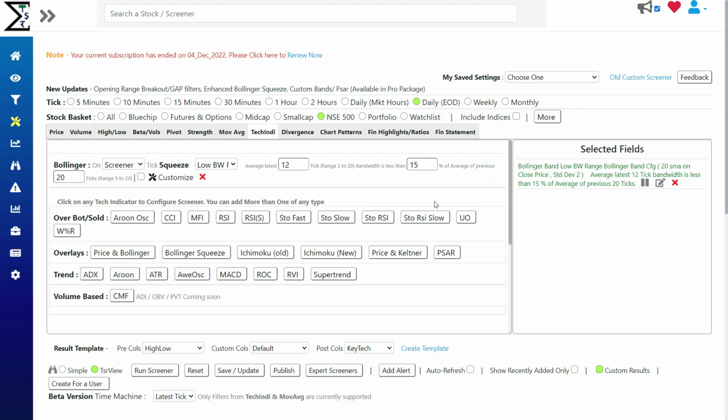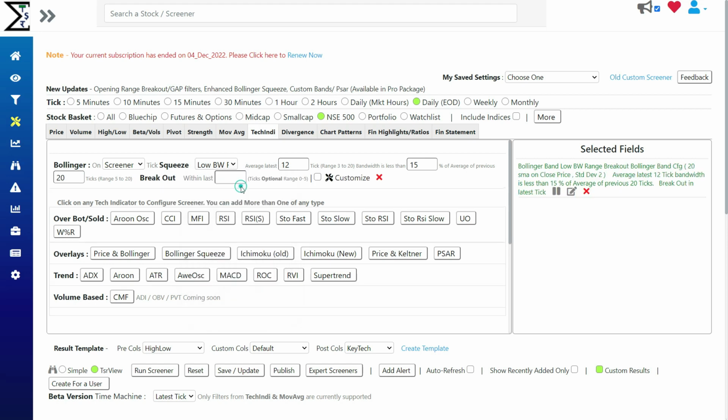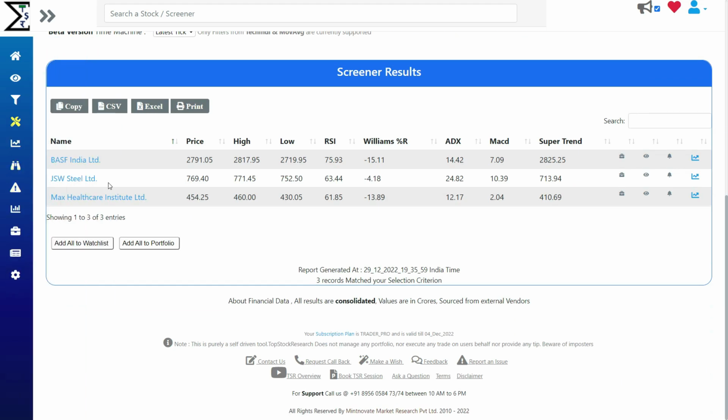Okay, so this is one squeeze which you can see. You will not really be interested in squeeze, you'll be interested in breakout. So squeeze is for you to look at the stock or start observing. Breakout is what you'll be looking for. So let's see if there are any stocks which have given a breakout. So BASF has given a breakout.